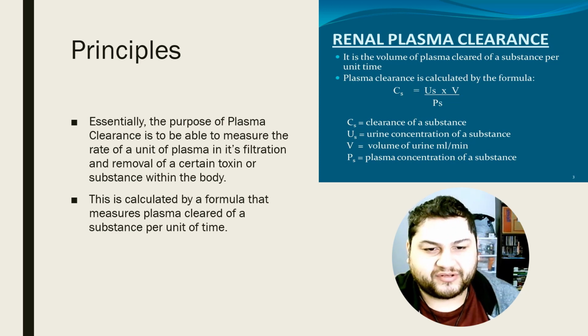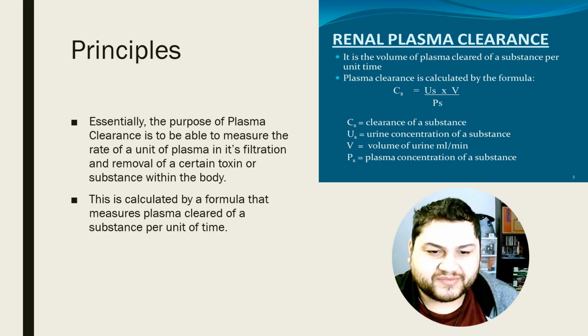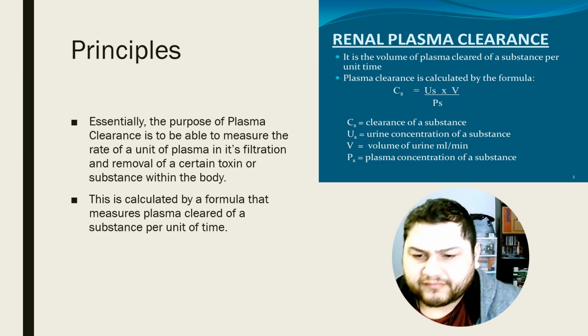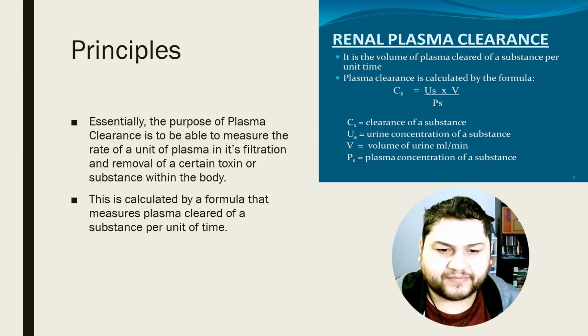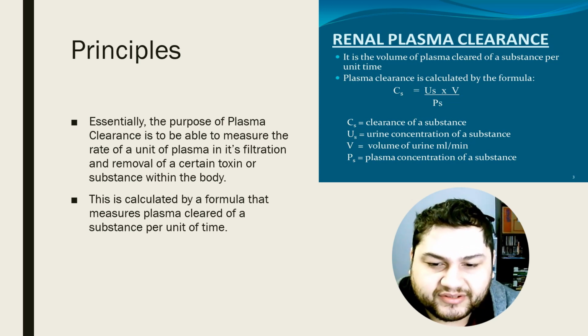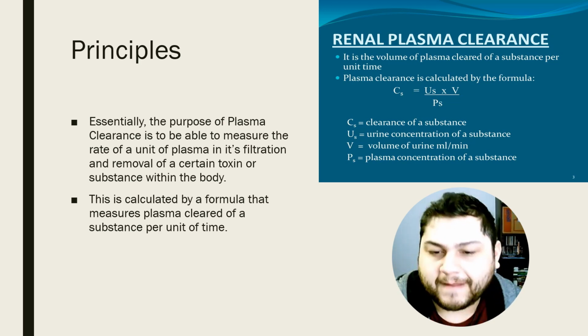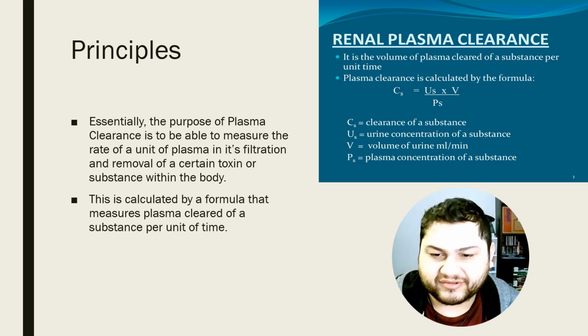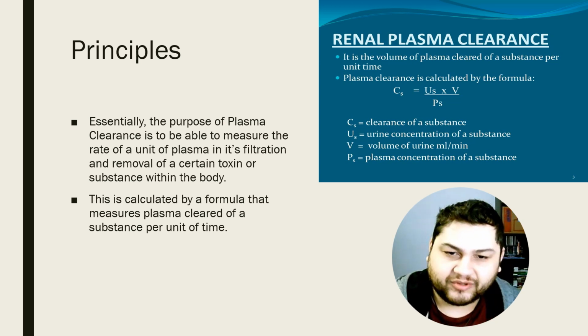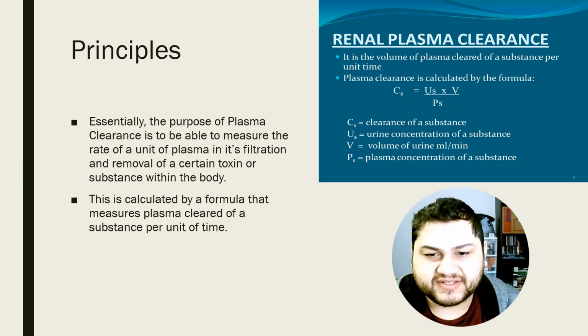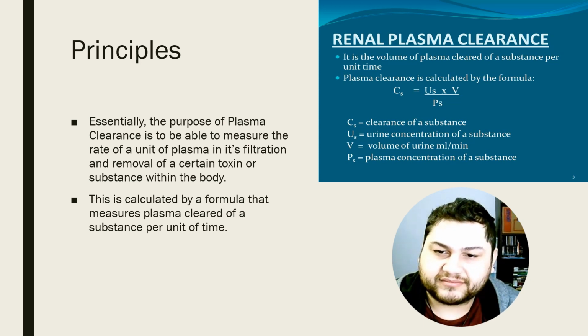Essentially, the purpose of plasma clearance is to be able to measure the rate of a unit of plasma in its filtration process and the removal of the toxin or substance within the body. This is very, very critical in a medical or scientific field, but basically it has to be done very precisely, and the way it's done is by using a formula that measures the plasma that is cleared of the substance per unit within a certain amount of time. That formula is known as the renal plasma clearance formula. So it is the volume of plasma cleared, again, per unit time.